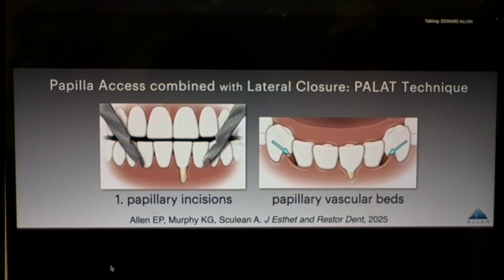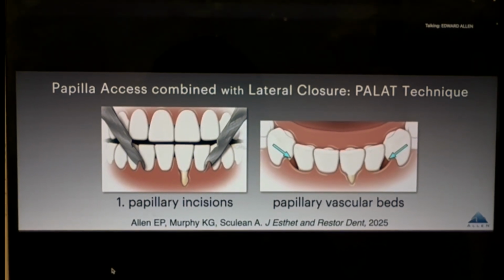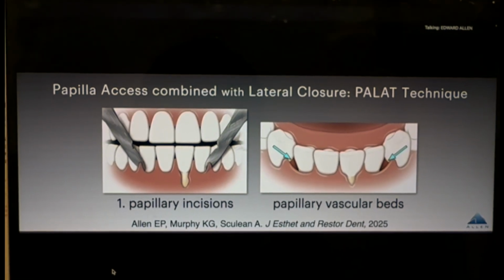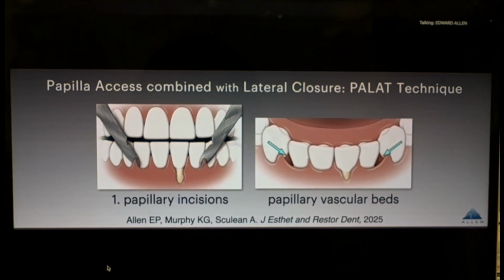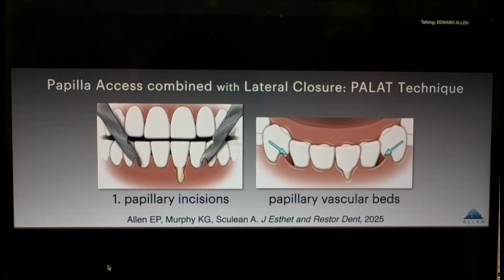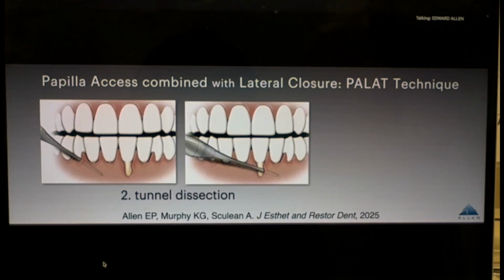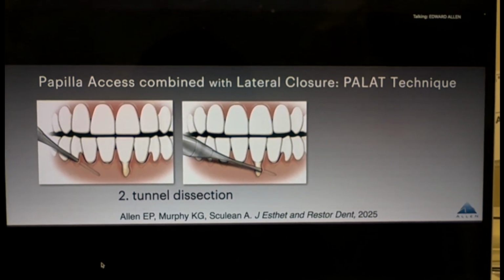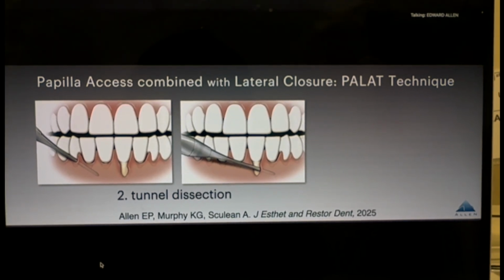So now when people say, do you ever use the palate? I'll say I use it all the time for the lower anterior. I use the palate technique for the lower anterior, not a free graft. So papillary incisions, as I showed you, you want to make sure you leave papillary vascular beds, and that gives you, again, access. You can dissect through the papillary opening or through the deep recession.